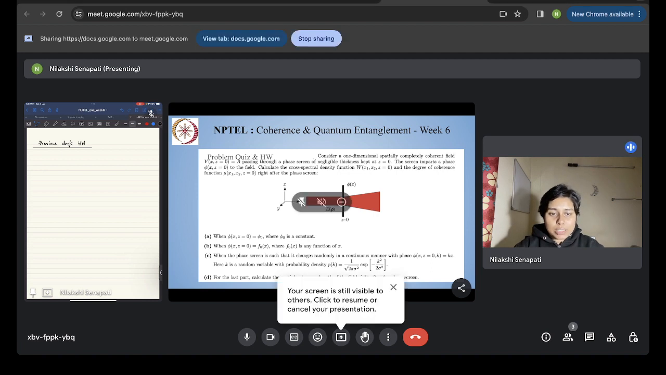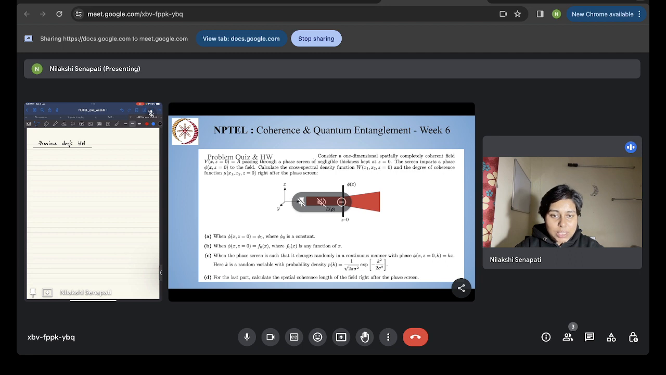Now part C is saying when the phase screen is such that it changes randomly in a continuous manner with phase equal to kx, here k is a random variable with probability density p(k) equal to 1 by root over 2 pi sigma square e to the power minus k square by 2 sigma square, then what will be the degree of coherence and cross spectral density function? So let us calculate this.